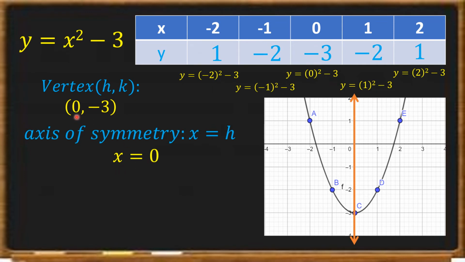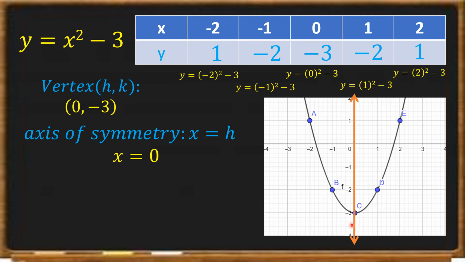Yun pa rin, kasi yung h natin 0 pa rin. Kung nagbago yan, magbabago din yung axis of symmetry. Ngayon, yung k natin, naging negative 3. So, yung k, yan po yung magsasabi kung going upward siya or going downward. So, ito, nag-shift siya downward kasi negative. Sa baba siya ng y-axis eh. So, negative. So, nag-shift siya 3 units downward.